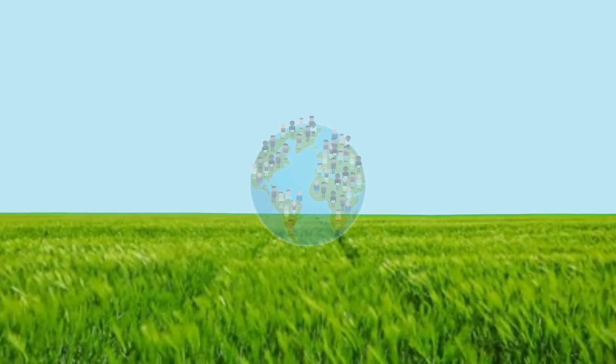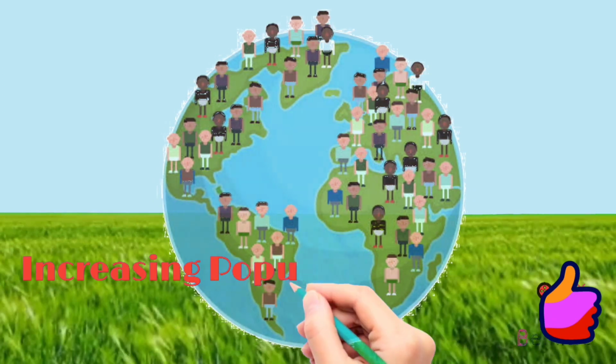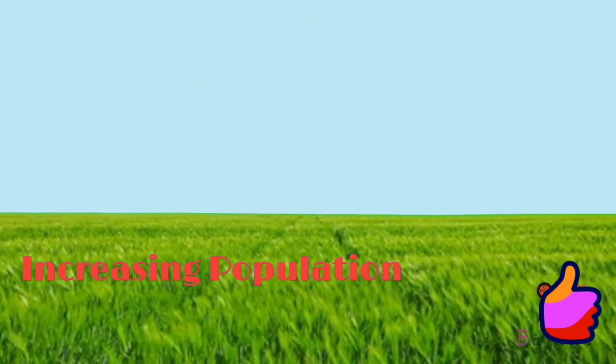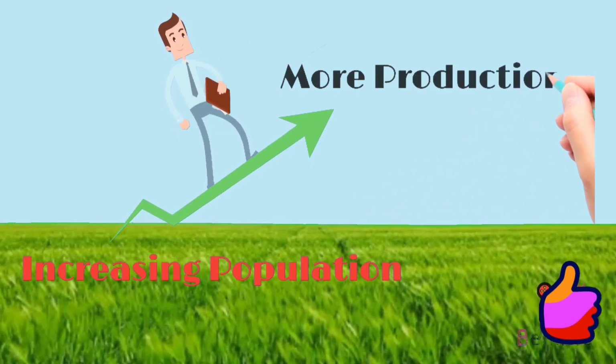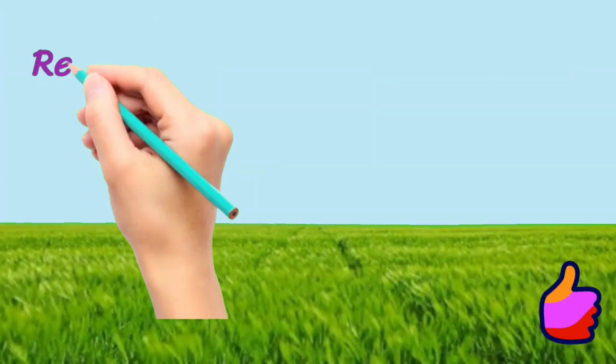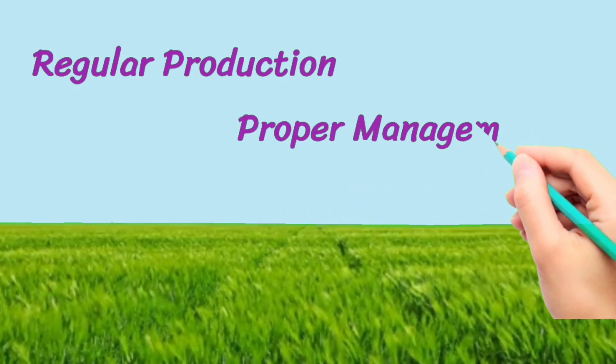To fulfill the demand of food at large scale, food has to be produced on a large scale. So, in order to provide food for a large population, regular production, proper management and distribution is necessary.